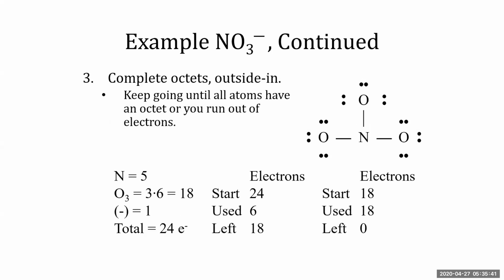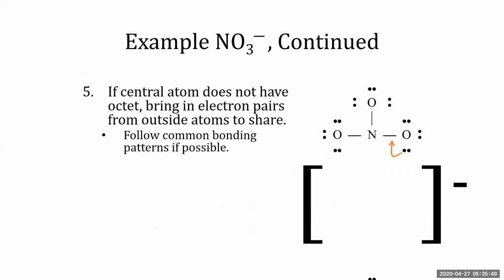Complete the octet on the outside or terminal atoms until an octet arrangement is attained. If the central atom does not have an octet, bring in electron pairs from outside atoms to share. For ions, bracket the structure with the charge stated.